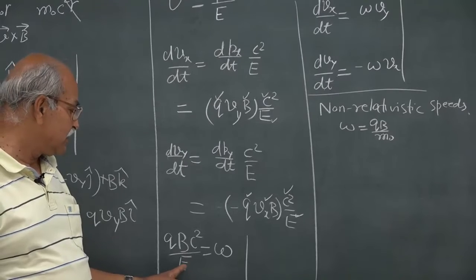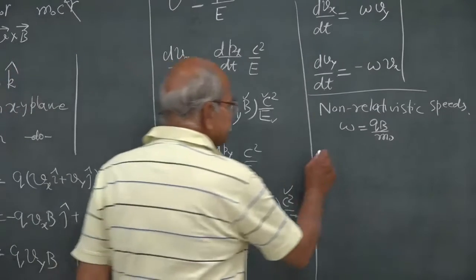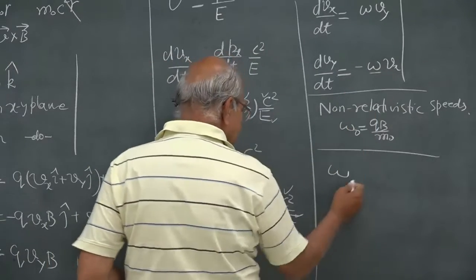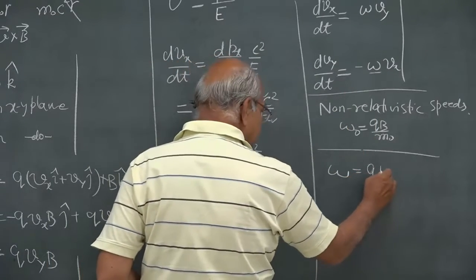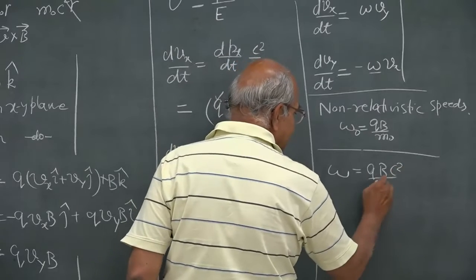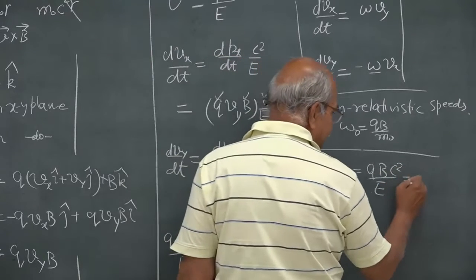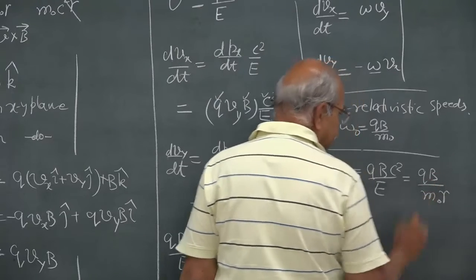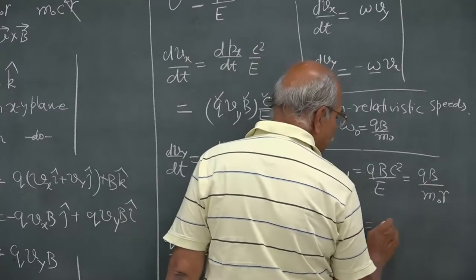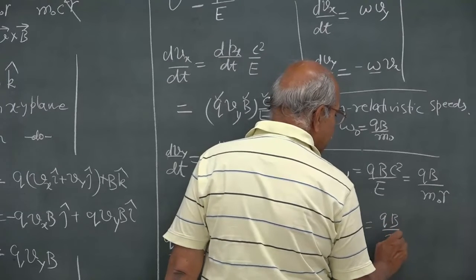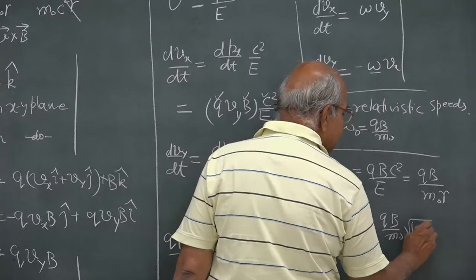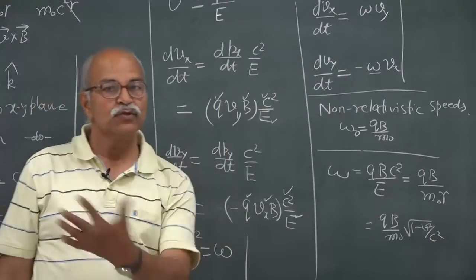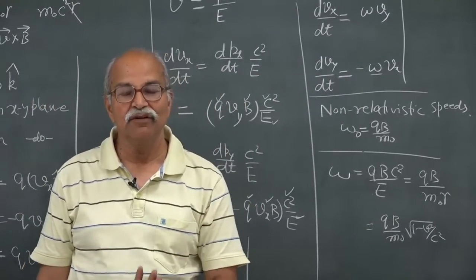This E is the total energy, remember. Now, this actual omega is qBc² by total energy, but E by c², you know what it is, E by c² is just m naught times gamma. So, it is qB by m naught times the square root of 1 minus v²/c². So, with that much of change, it will be the usual circular path in a uniform magnetic field.